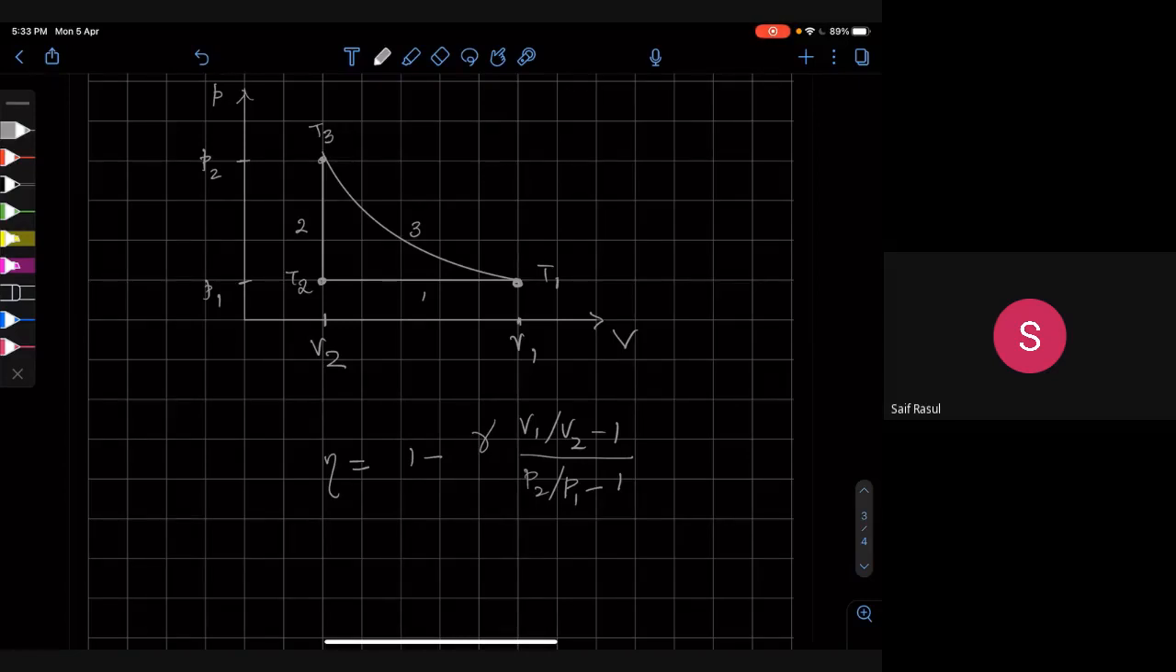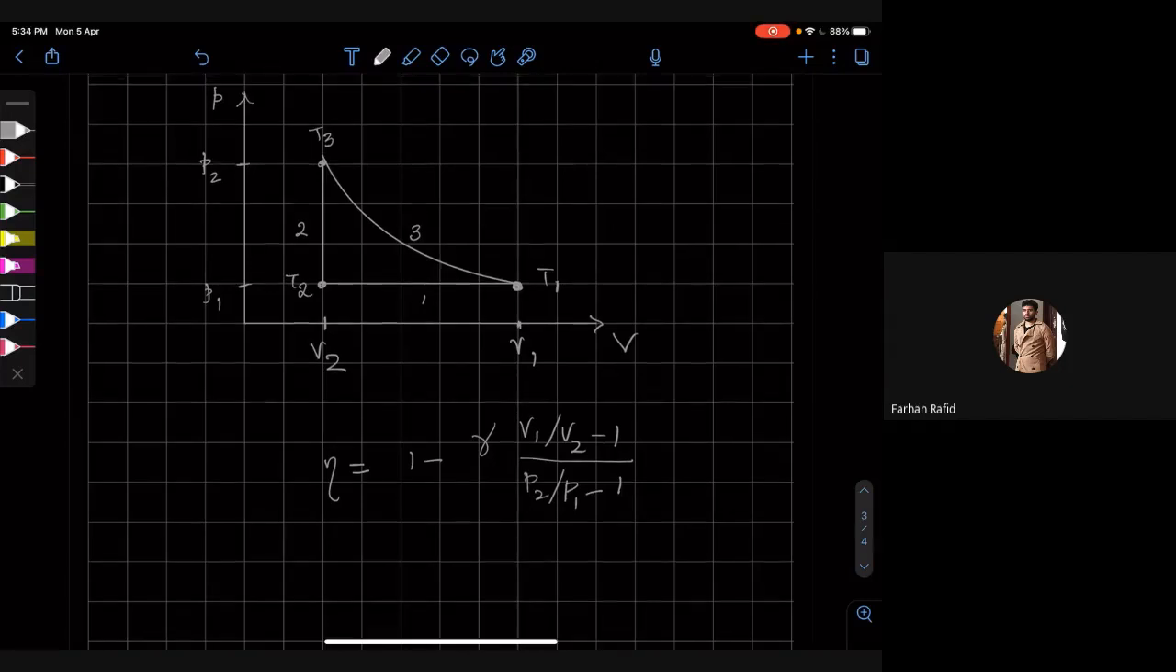But first, are there any questions that I can explain about the setup? Yes, sir. Yes, please. In process 2, if I write QH, heat entered the system, QH would be CV dT. Now this dT is T2 minus T3 or T3 minus T2? It should be T3 minus T2, right? Because it's a positive quantity. Okay, yeah, that's a good question.